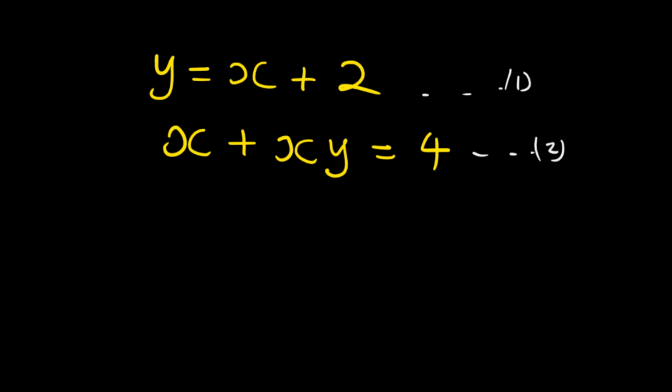Let's create equation 3. So you can choose between these two equations which one is simpler to use as your equation 3. I only see equation 1 as simpler to use as equation 3. So I'm going to take it, I'm going to say y equals x plus 2, and I'm going to make it equation 3, right?